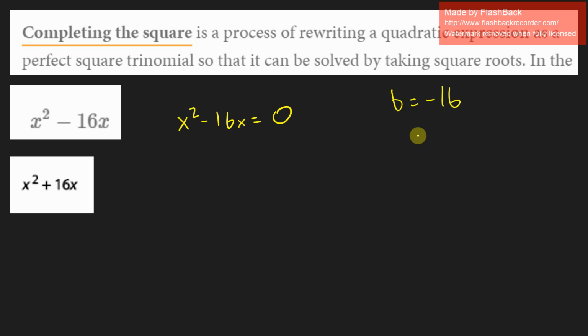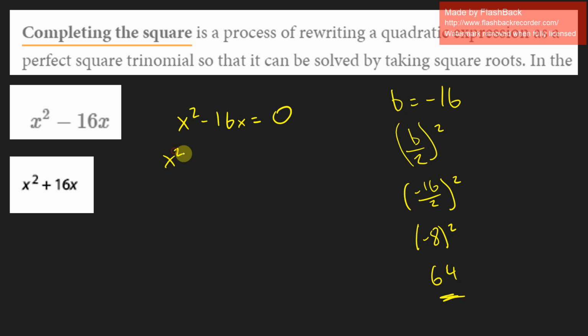What am I going to do with it? I'm going to do b, cut it in half, and then I'm going to square it. So I'm going to get negative 16 divided by 2, and I'm going to square it. What is negative 16 divided by 2? Well, it's negative 8. Negative 8 squared is positive 64, because negative 8 times negative 8 is 64. This is the number that I need to add to both sides. So I'm going to get x squared minus 16x plus 64. So I've added it to the left side. Obviously, I have to add it to the right side. So 0 plus 64, that's going to be 64.